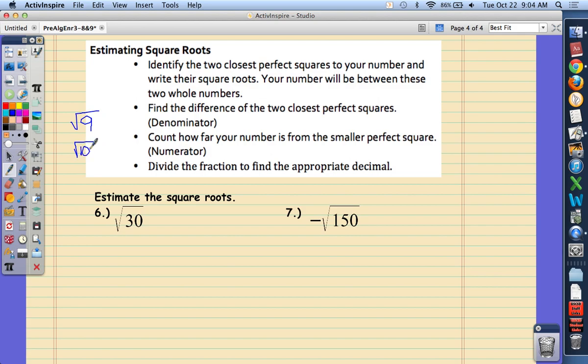It's just that it's not going to be a whole number. It's going to be a little bit more than 3, but it's going to have a decimal with it, okay? And this ends up being a number that goes on forever. Let's find a way to estimate these square roots.